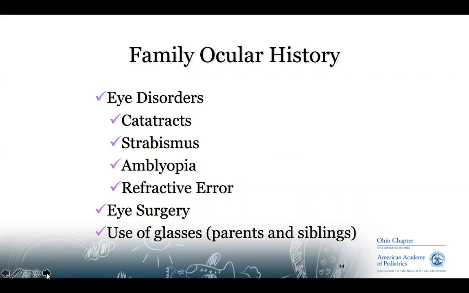Family history that we should be obtaining in regards to the pediatric eye exam includes asking about eye disorders such as cataracts, strabismus, amblyopia, or refractive errors, any history of family members who have had eye surgery, and whether parents and siblings have ever needed glasses to help them see.